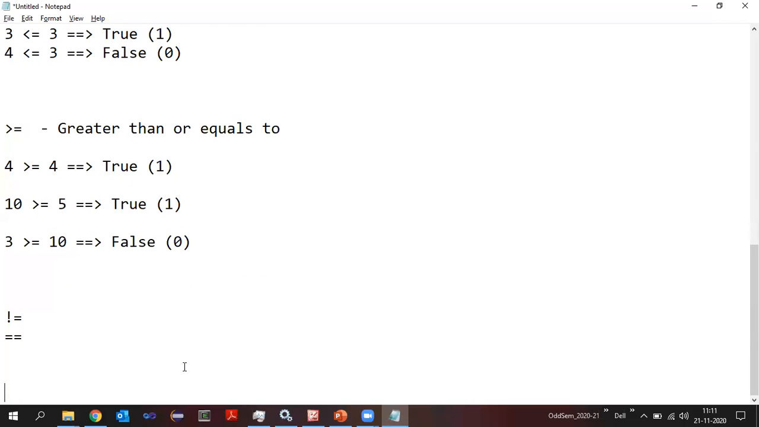Then next come two very important operators. Pay attention here. This is what we call not equal to. Now let me explain it more. First I will take one number: 4 not equals to 5. Now how to read it, first try to understand here.